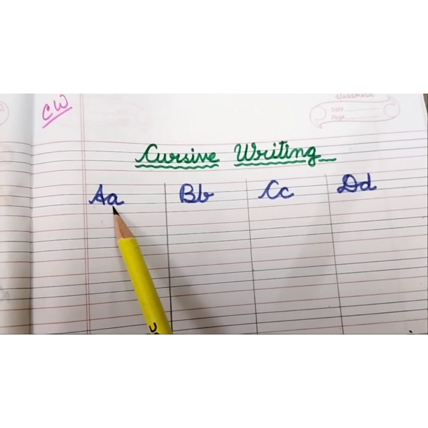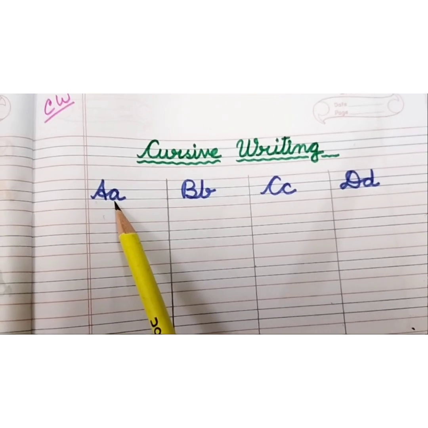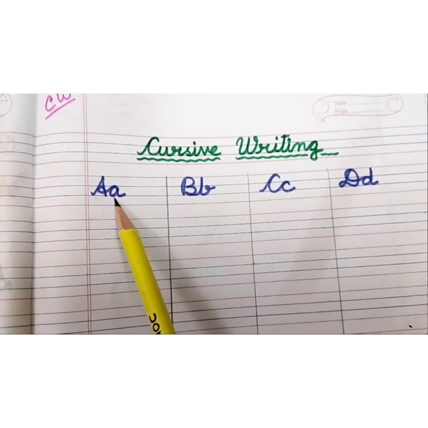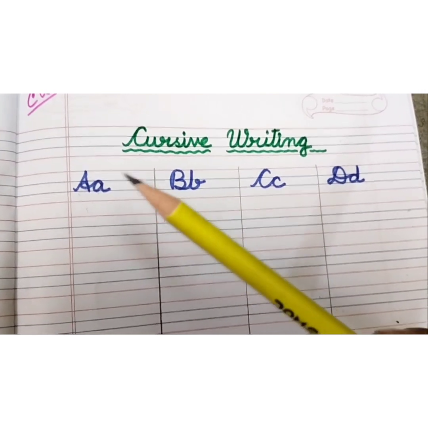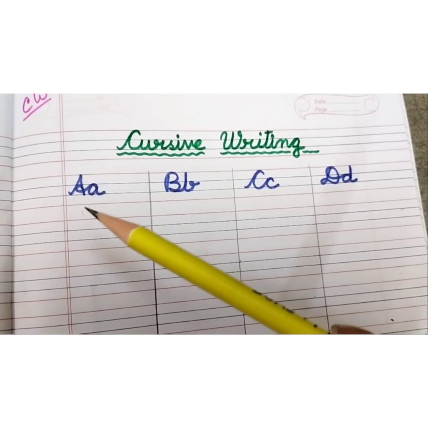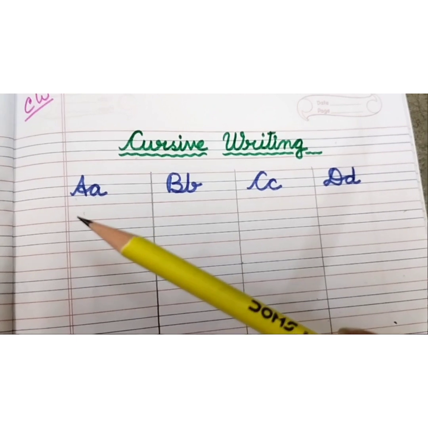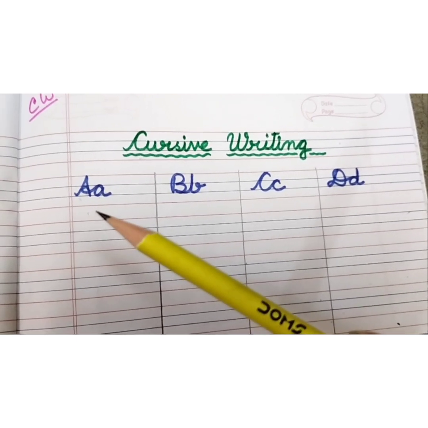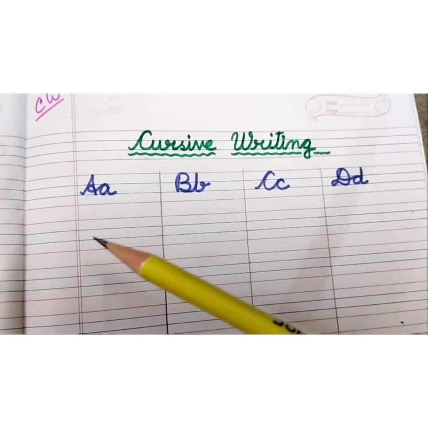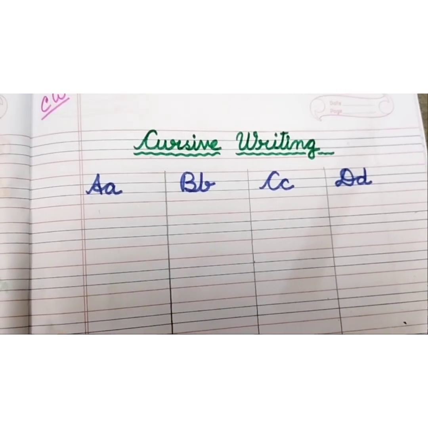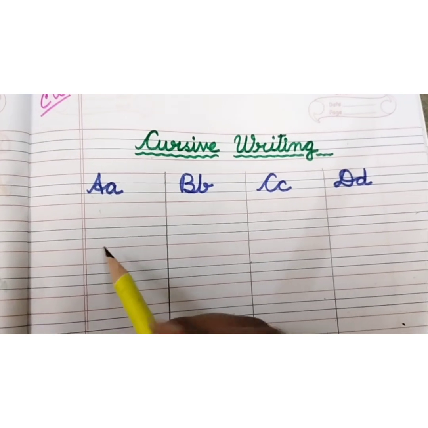Now children, I will show you how to write. Please follow me very carefully. Before writing, please take out your pencil and make your pencil sharp. You should always write with a sharp pencil. Okay? Now see how to write A.